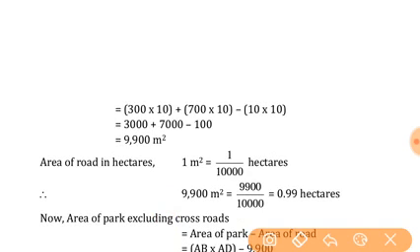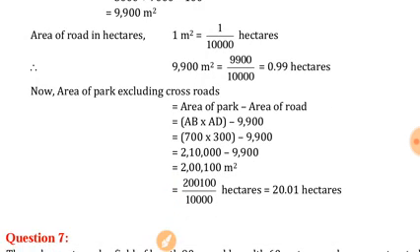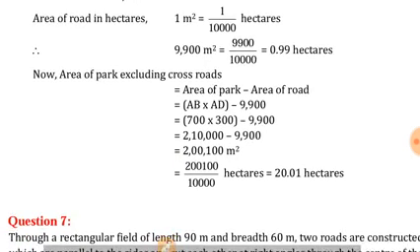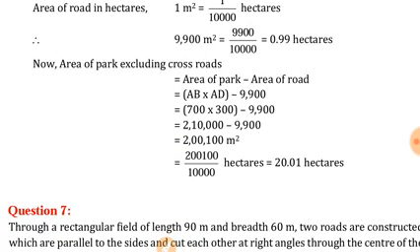Area of road in hectares: 1 meter square is equal to 1 by 10,000 hectares. So 9,900 meter square is equal to 0.99 hectares. Now the area of the park excluding the crossroads: we have to find the total area of the park minus the crossroads. Already we found the area of the crossroads is 9,900 meter square. Area of the total park is 700 into 300, that is 2,10,000, minus 9,900. It gives 2,00,100 meter square. If you convert this to hectares, it is 20.01 hectares.